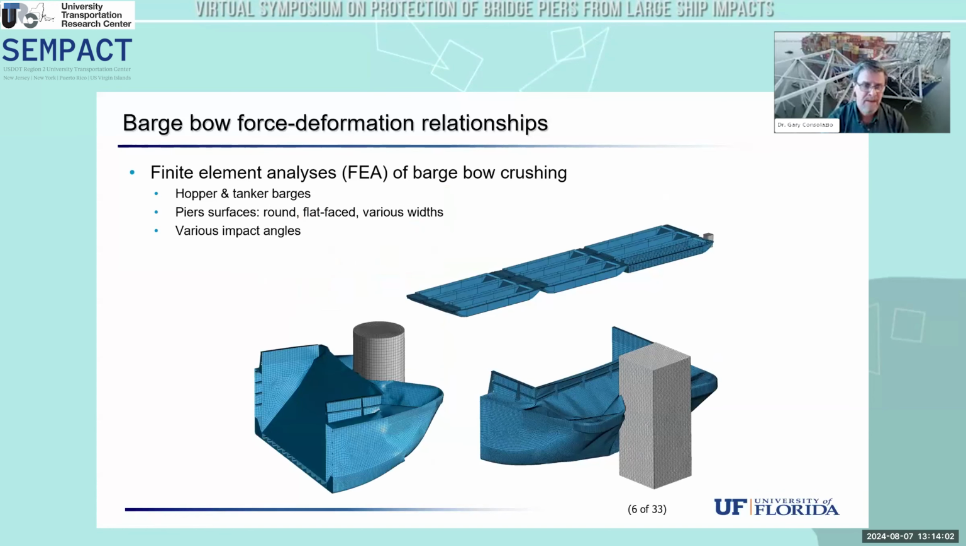So we have used advanced finite element modeling, high resolution modeling using LS-DYNA for many years to investigate the effects of different characteristics on these force deformation relationships. So we've looked at different types of barges. Again, our focus for the most part has been on barges. So hopper barges, tanker barges, the effect of different pier geometry. So the shape of a column, the shape of a waterline footing, like a pile cap. Does it have a rounded face? Does it have a flat face? What are the dimensions of those elements? These all influence the impact forces that are generated during a collision, or technically an allision. We've also looked at the effect of impact angles as well.